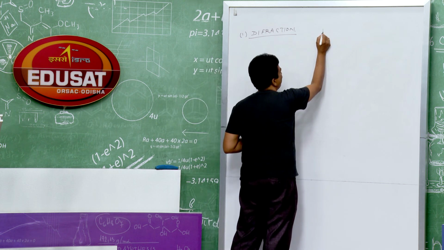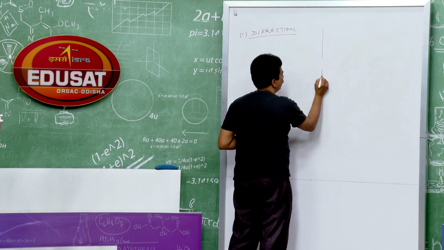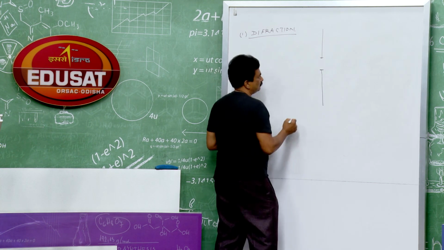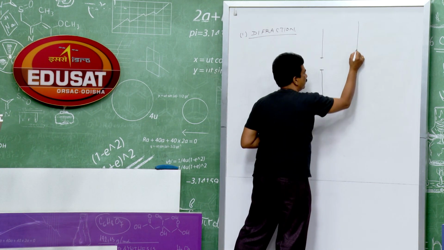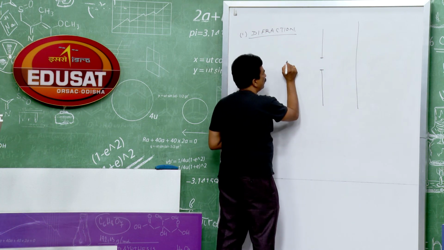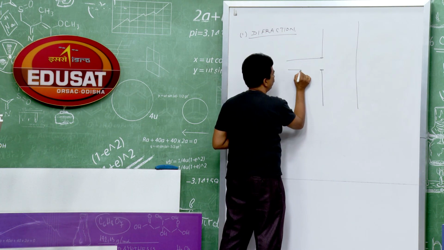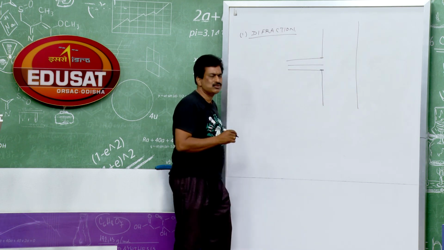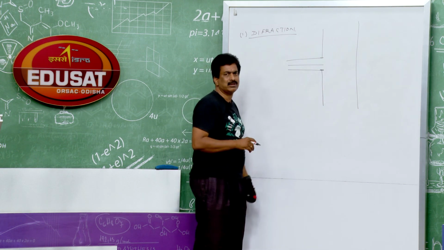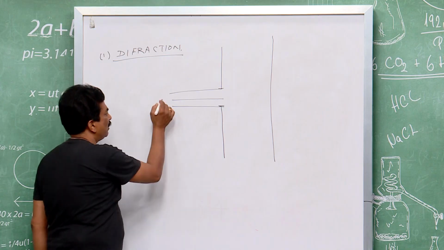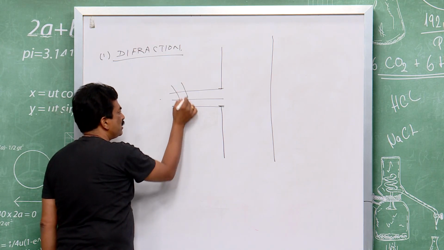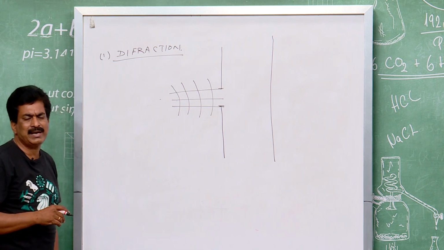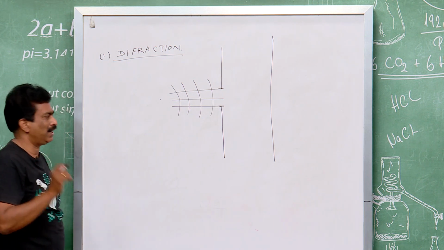Suppose this is the passage and this is the screen. The lights are coming. As we know that light motion is wave motion, means the light which is coming is a wave motion, and also we know that the lights are moving in a straight line.